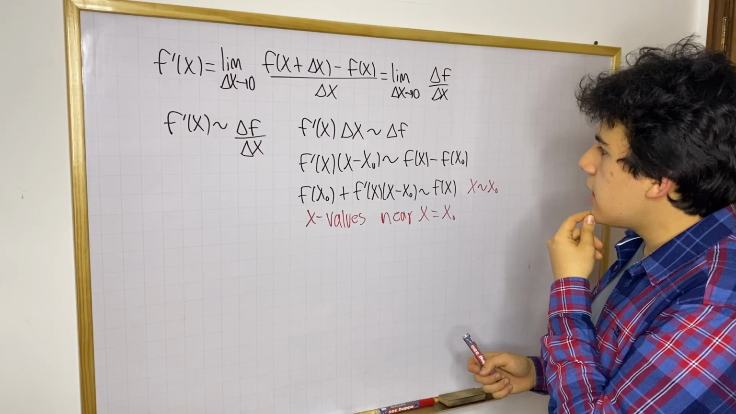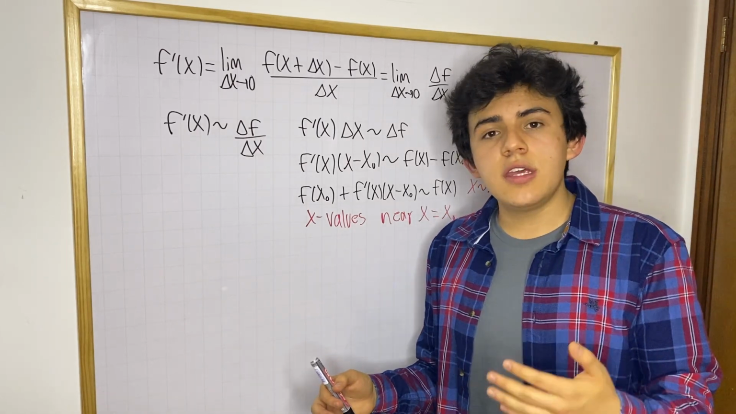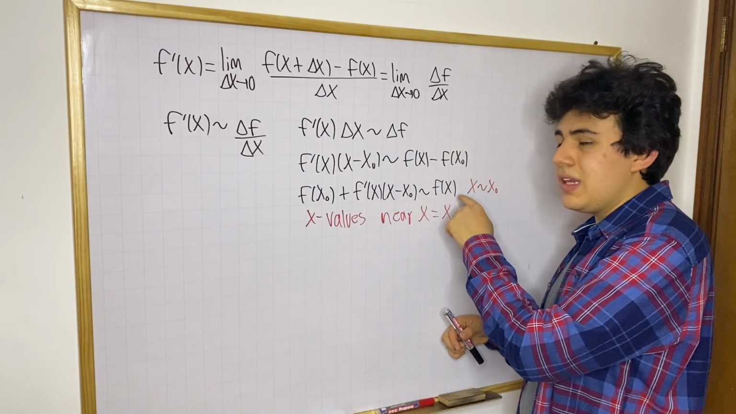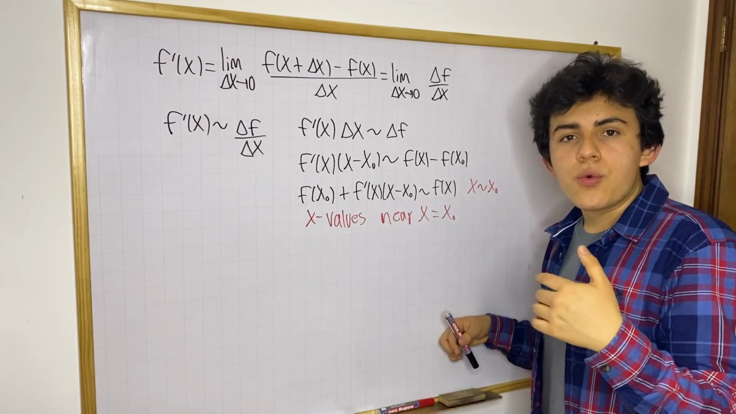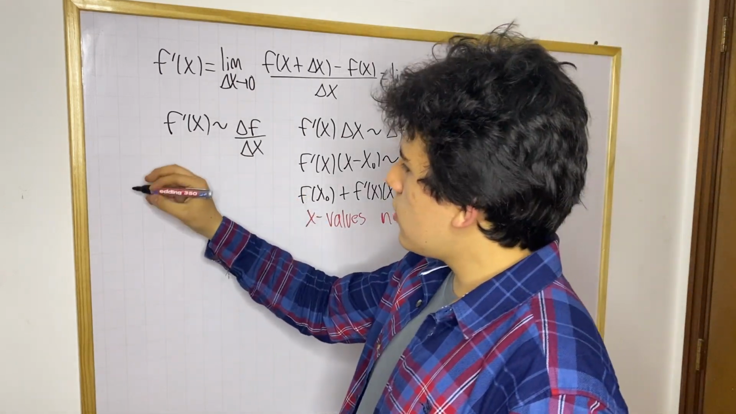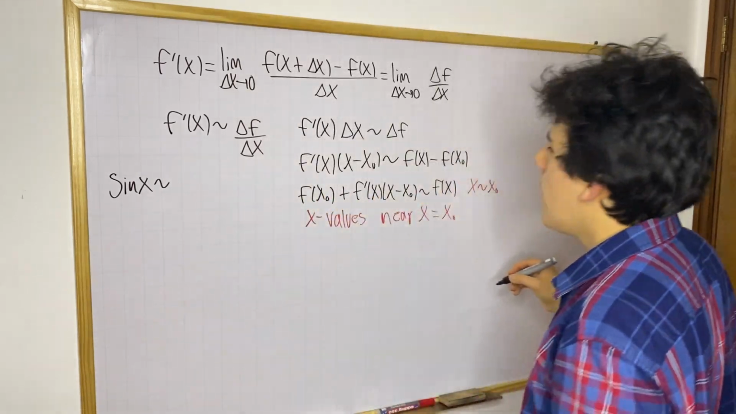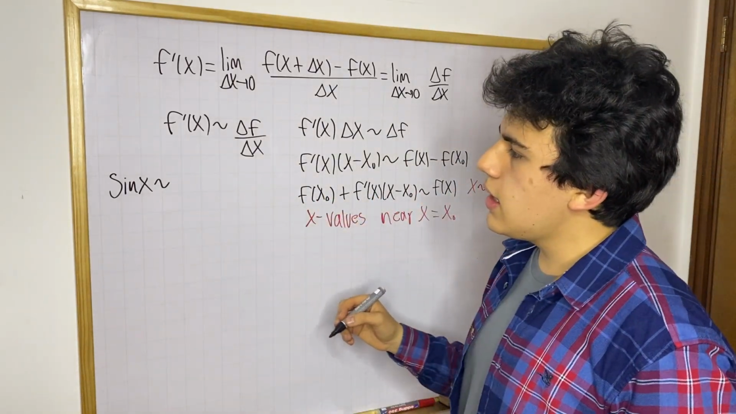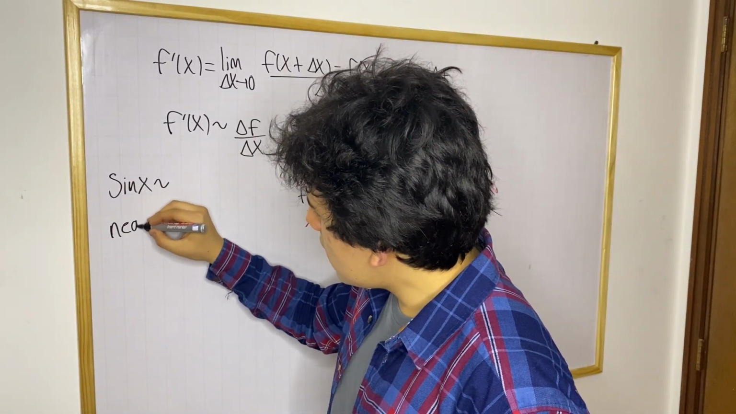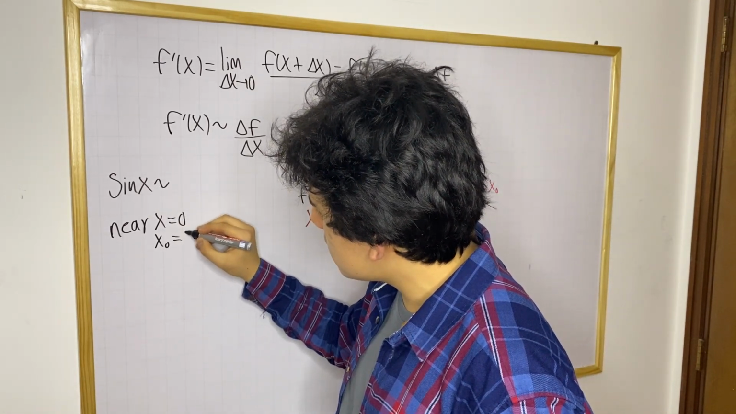So now, to finish all of this, I'm gonna give you a small example. Let's say sine. We're gonna approximate, or linearize, that's the word we use, the function sine using this approximation over here. So I'm gonna say that sine of x is gonna be approximately f of x naught, and let's take this approximation near x equals 0, okay? So I'm going to say this is near x equals 0, which means that x naught equals 0, okay?